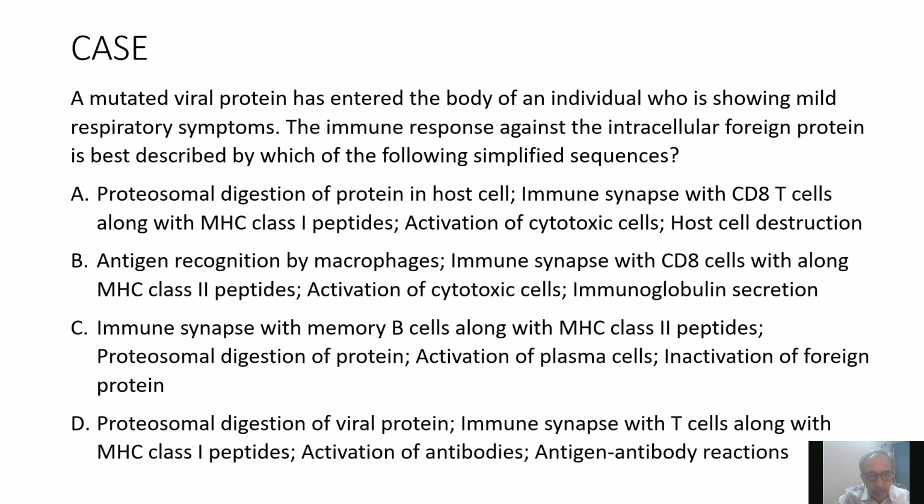D. Proteasomal digestion of viral protein, immune synapse with the T cells along with the MHC class 1 peptides, activation of antibodies, then antigen antibody reaction. These are the options. Let us see which one is the correct. To understand this, we have to go to the immune processes.